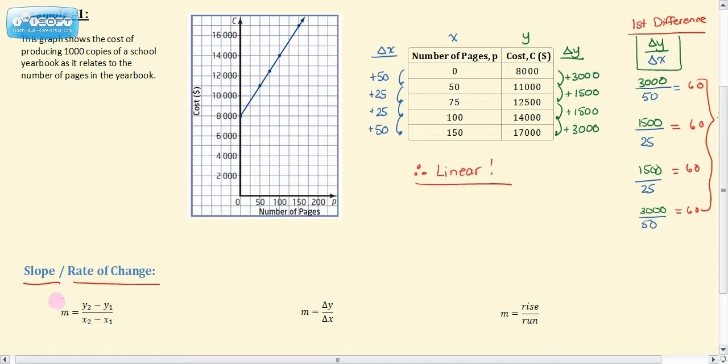If we look at the first equation, we're looking at points along the graph. Points along the graph can be determined by looking at nice points which align with the grid. I've already determined these points and plotted them into a table of values. So here I'll choose 2 points. This is a nice easy point with an x coordinate of 0 and a y coordinate of 8,000. The next nice point that we've found on this graph is an x coordinate of 50 and a y coordinate of 11,000.